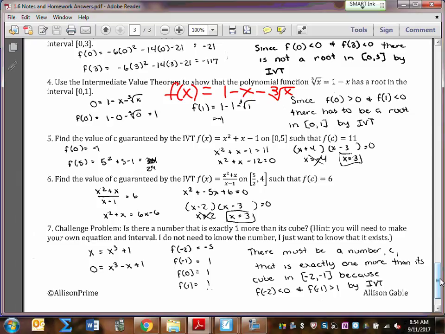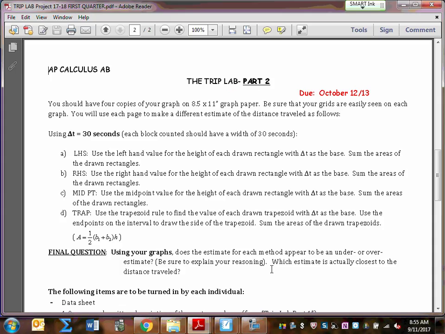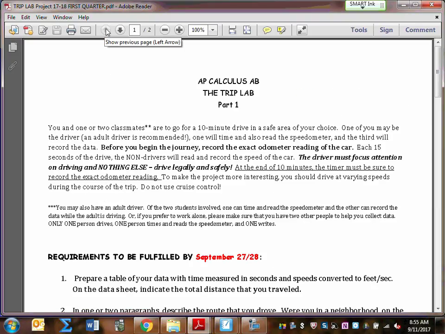All right, let's take a look at that trip lab project, talk to that real quick before we get going with notes. So this is your first of projects throughout the year. And this is going to get you to investigate the concept of Riemann sums and what they are. That comes into play a little bit when we start doing integrals.